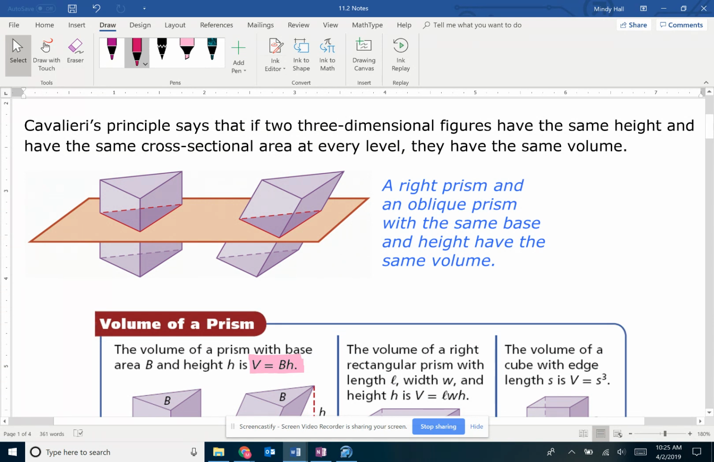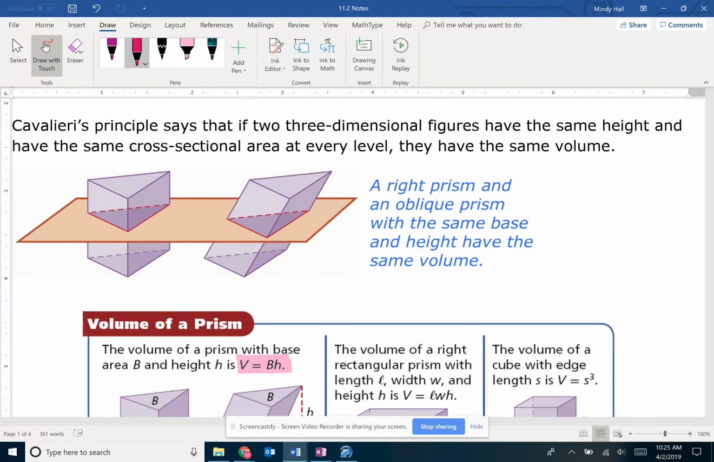So the first thing that we're going to start with is just understanding that with a prism, even if it's kind of slanted, it's still going to have the same volume. So Cavalieri is the one that found this, but this principle says that if two three-dimensional figures have the same height and the same cross-sectional area at every level, then they will have the same volume. So all that means for you is when you have a right rectangular or triangular prism like this one on the left, the volume of that is going to be exactly the same as this one on the right. Even though the one on the right is an oblique prism, because their area is the same throughout, their volume is going to be the same.